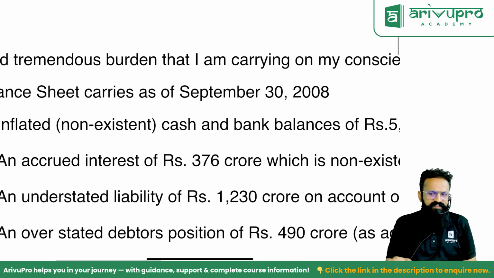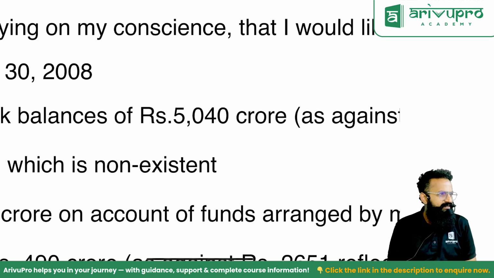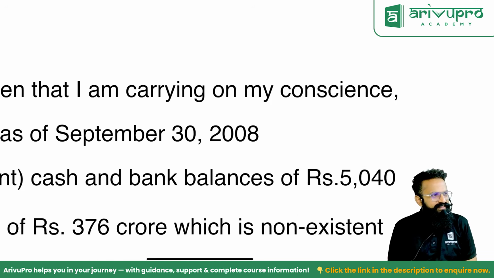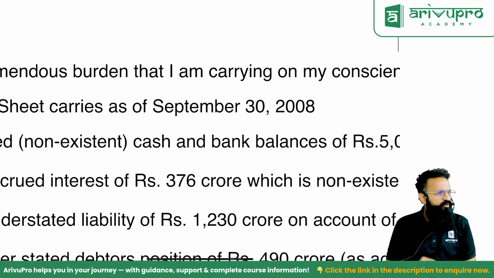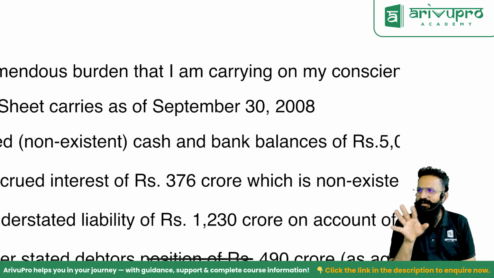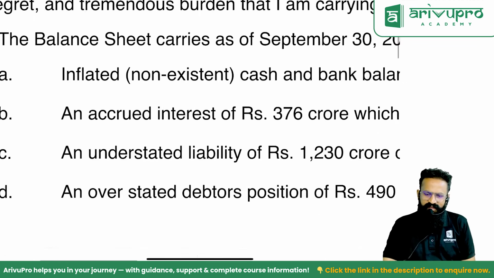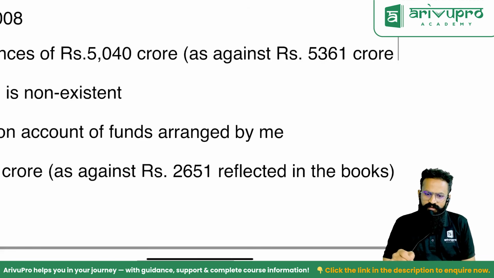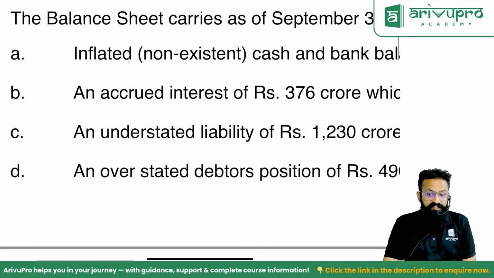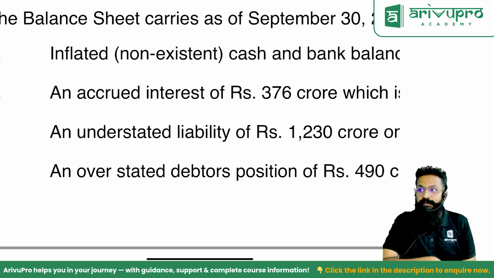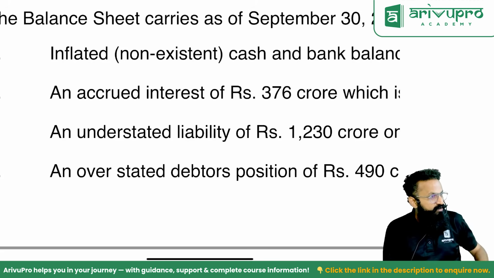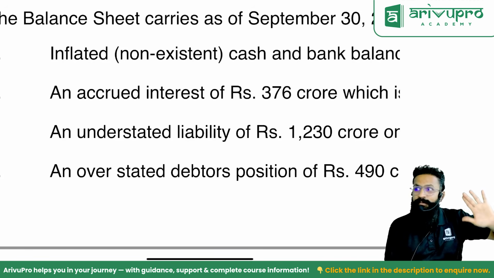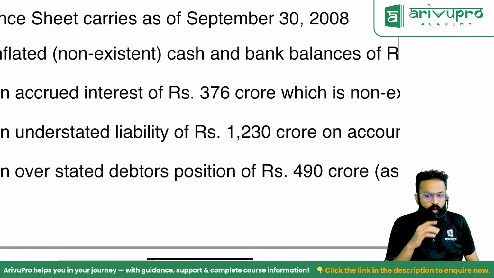See, I've inflated non-existent cash and bank balances of 5,040 crore. Today, what is the value of that 5,000 crore? See here, an accrued interest of 370 crore, which is not there at all. But in my books, I'm showing that there is 370 crores. See, an understated liability, meaning what? The total liability on the company is 1,230 crore. He is saying I have understated the liability by 1,230 crore. Meaning the total figure is 5,000 crore. They are showing 3,800 crore in the book. 1,200 crore liability itself is not shown. And overstated debtors.